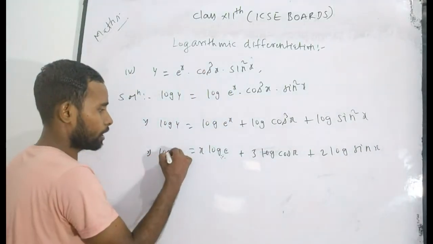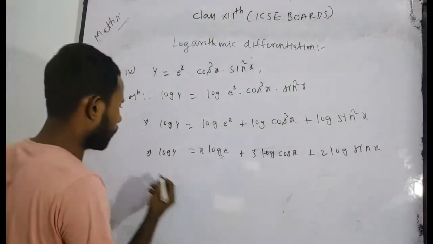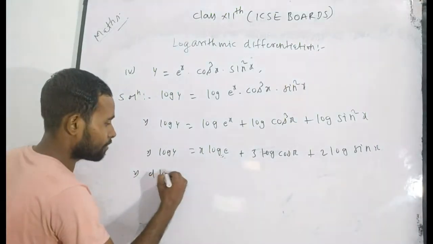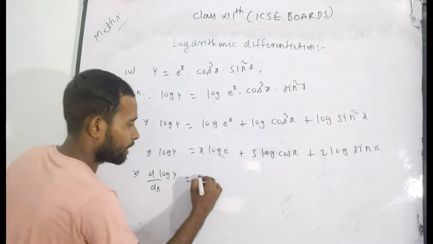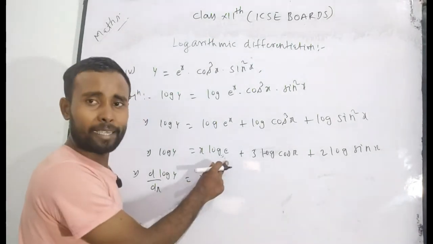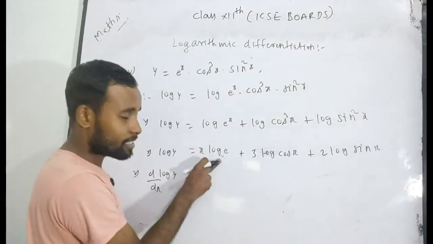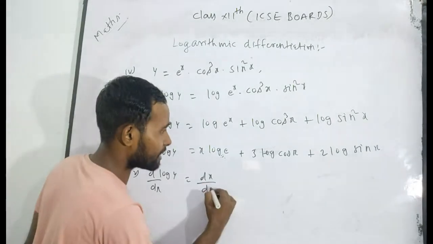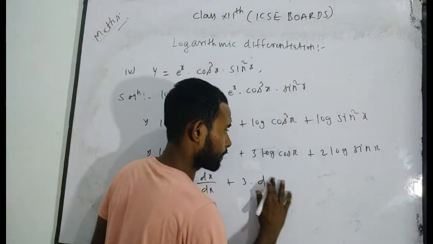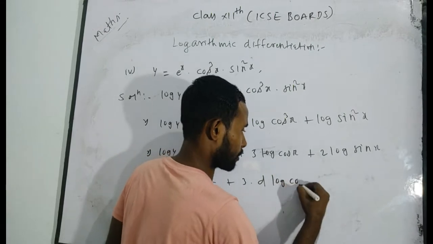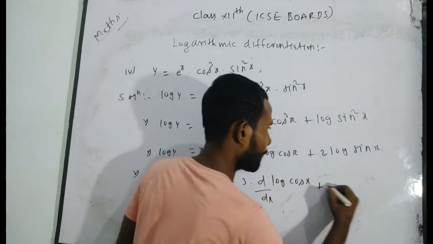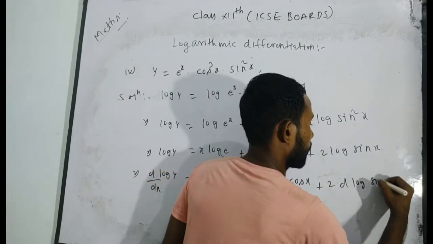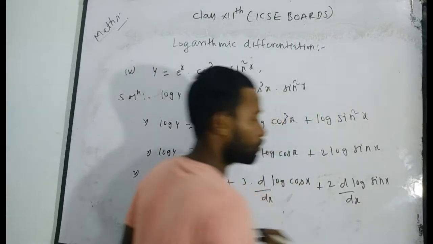Now it is log y, differentiating on both sides with respect to x, you will definitely get the derivative of log y with respect to x is equal to x, because log e will be 1. Log e will be 1 because log e to the base e, the base is e, so it will be 1. So you can write here directly the derivative of x with respect to x, plus 3 times the derivative of log cos x with respect to x, plus take 2 out of it and differentiate the derivative of log sin x with respect to x. I think you understand very well.